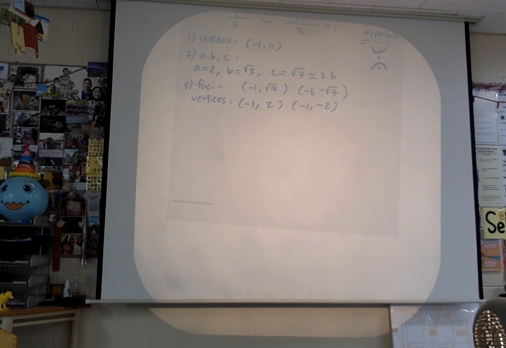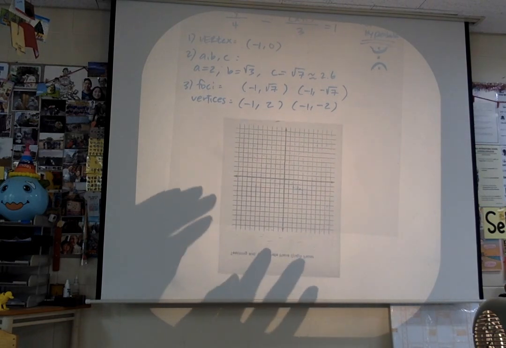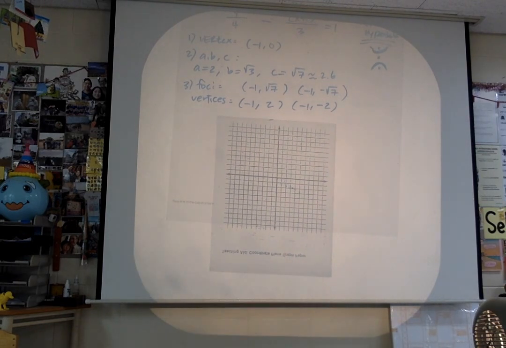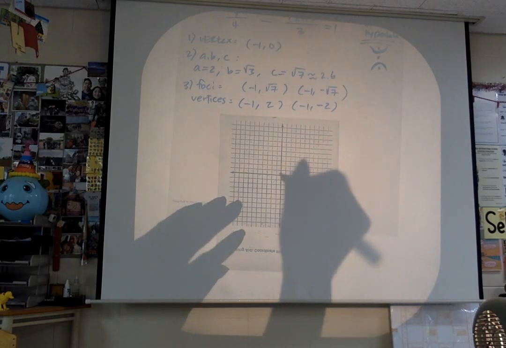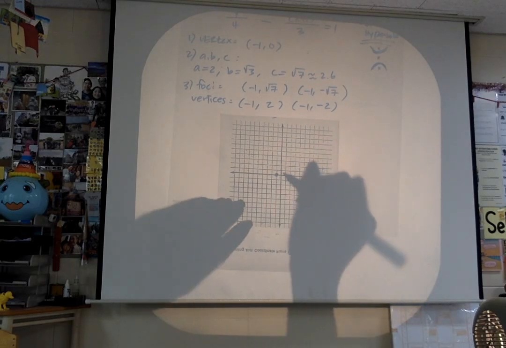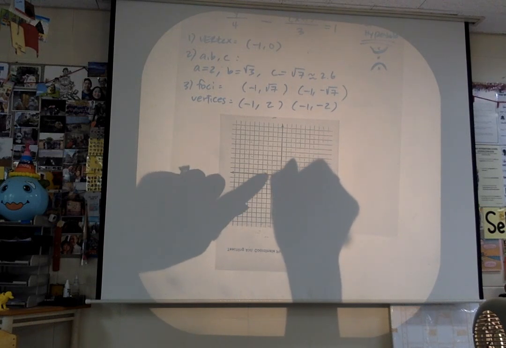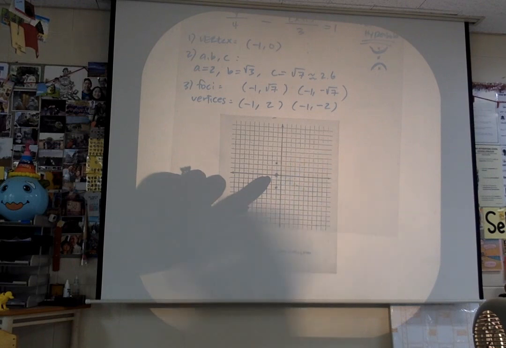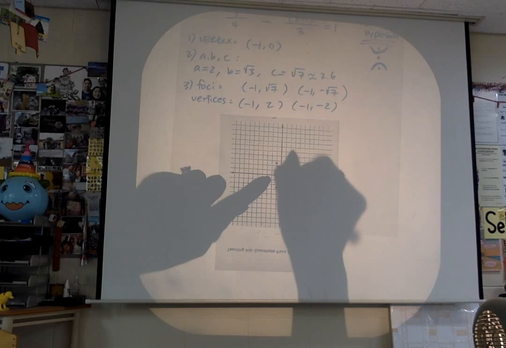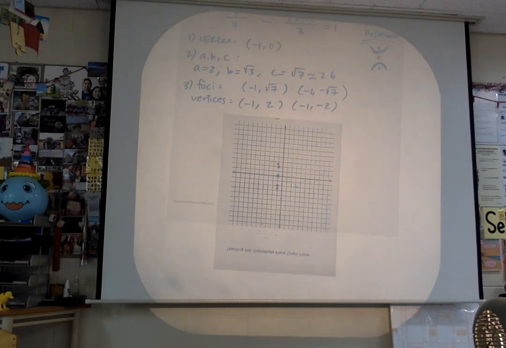I have another graph here that I'm going to use. Where happened to it? Ah, there it is, okay? So let's try this graph. I'm going to try graphing exactly. It's very important that you graph exactly, okay? So let's start with our vertex, negative 1, 0. Yeah, okay? Now let's do our foci, negative 1, root 7, which I told you is 2.6. So right here and down 2.6. Okay. Let's do our vertices, negative 1, 2 and negative 1, negative 2.